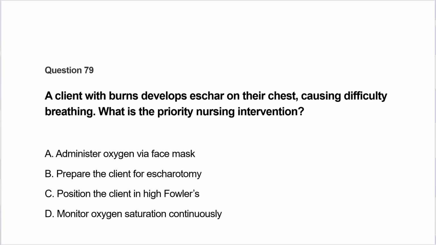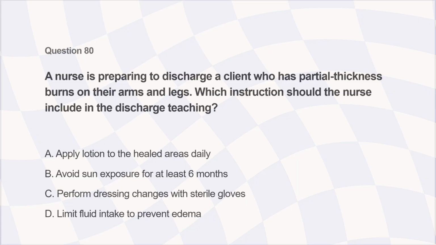79. A client with burns develops eschar on their chest, causing difficulty breathing. What is the priority nursing intervention? A. Administer oxygen via face mask. B. Prepare the client for escharotomy. C. Position the client in high Fowler's. D. Monitor oxygen saturation continuously.